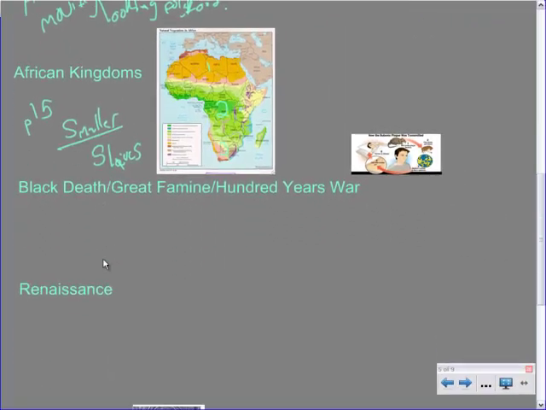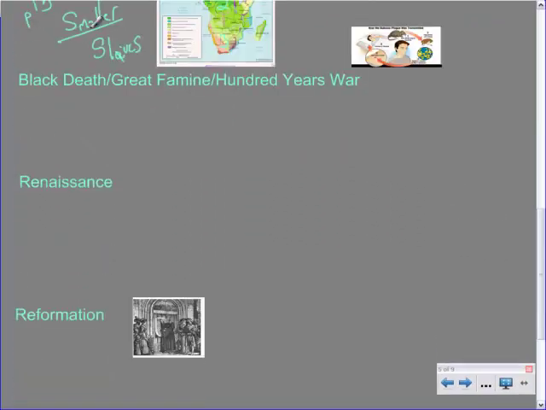So if we move from Africa over to Europe, this is in chapter 1, section 3. It's when we're talking about the Black Death, the Great Famine, and the 100 Years' War, we're going to be looking at pages 17 through 18. Basically, these three events lead to the Dark Ages in Europe. And when you think of the Dark Ages, basically think of no education, no learning.